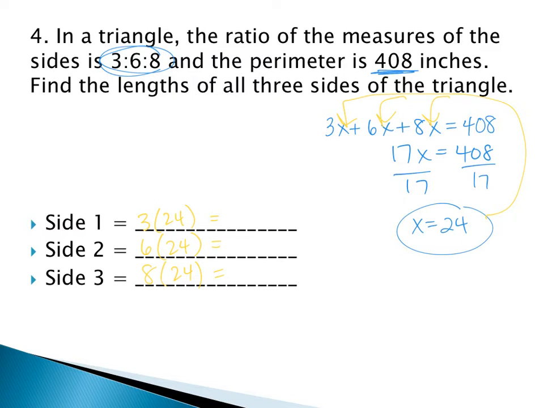3 times 24 should be 72. And now, if you look up above, it's 408 inches. So I'm going to label this inches. 6 times 24, that's 144 inches. And 8 times 24 is 192 inches. And so those are our 3 lengths of the sides of the triangle. And if we did it right, they should add up to 408, which they do.